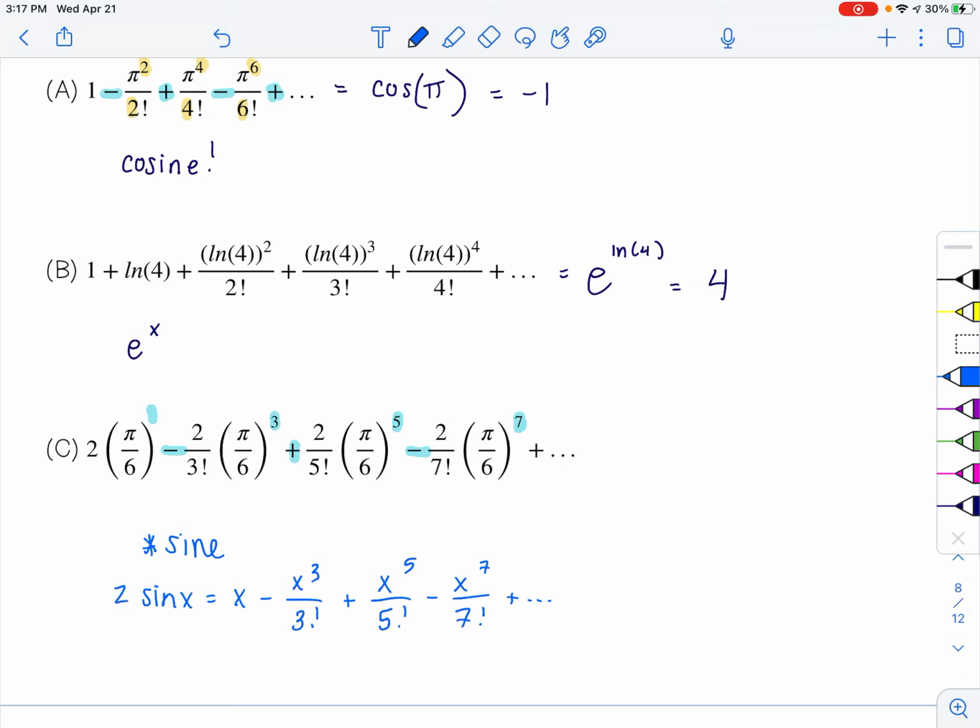So we're just going to put parentheses around that. And then they've plugged in pi over 6. So that's telling us that this function is actually 2 times sine of pi over 6. So sine of pi over 6 is equal to 1/2, right? And then 2 times a half is just 1. So final answer there is 1.